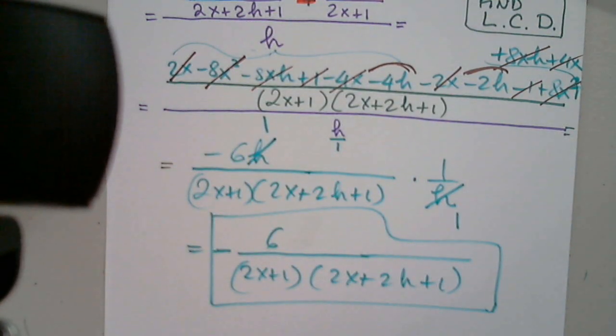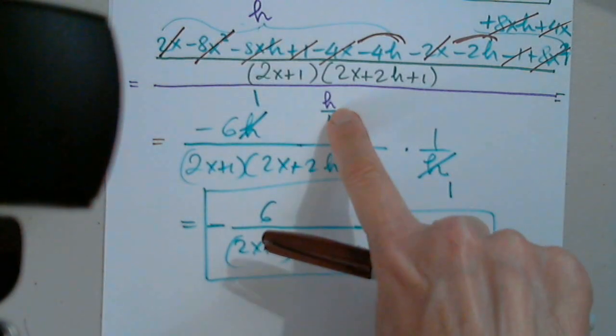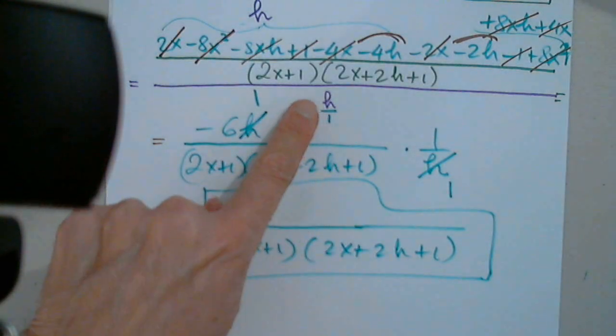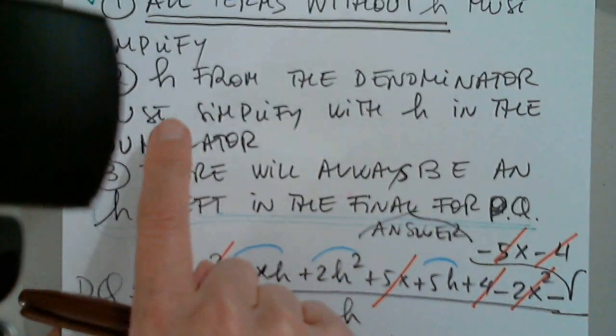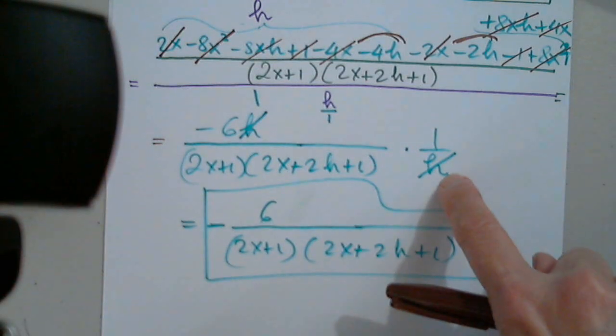Any questions? Okay, one more. H can remain in the denominator anywhere? This is not the one we were talking about. This h is not this one. This one from the denominator is gone in step 2. The h in the final answer can be anywhere, but not this one.